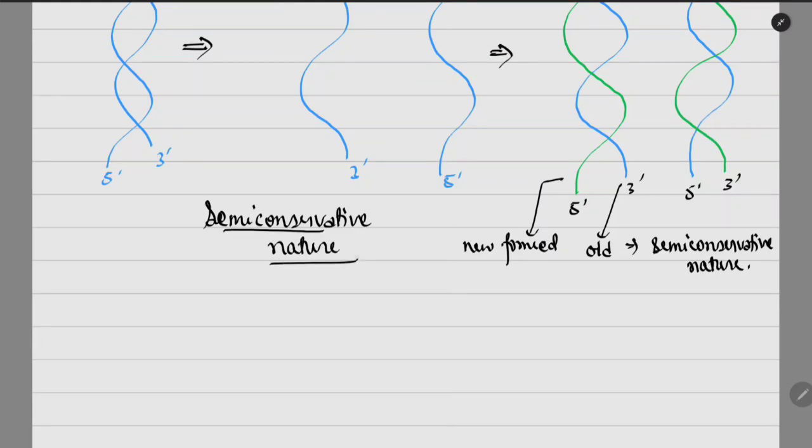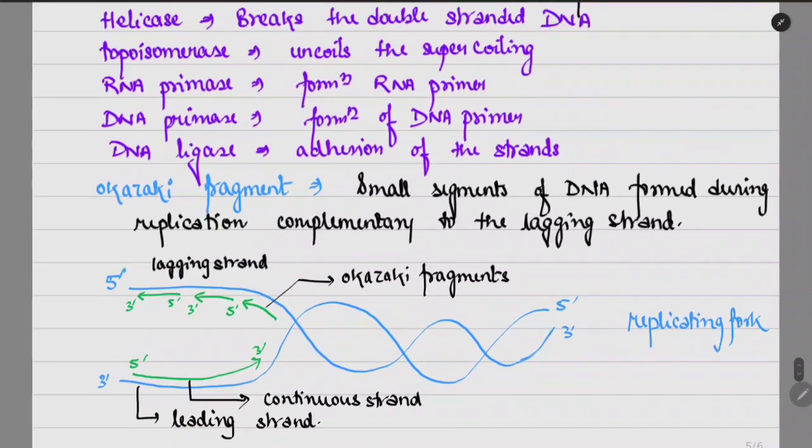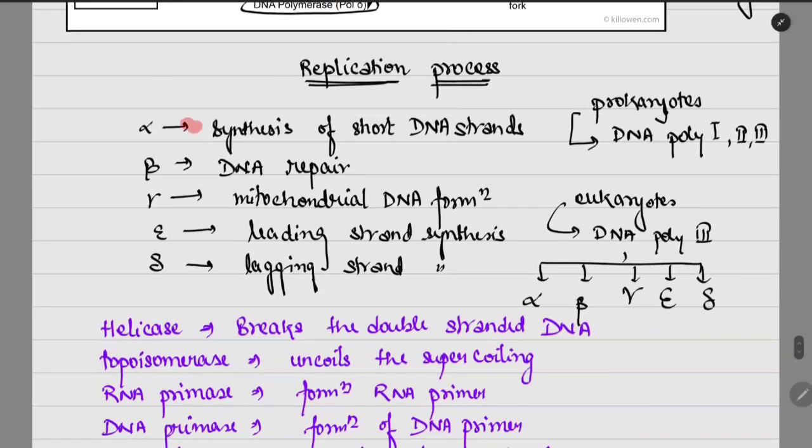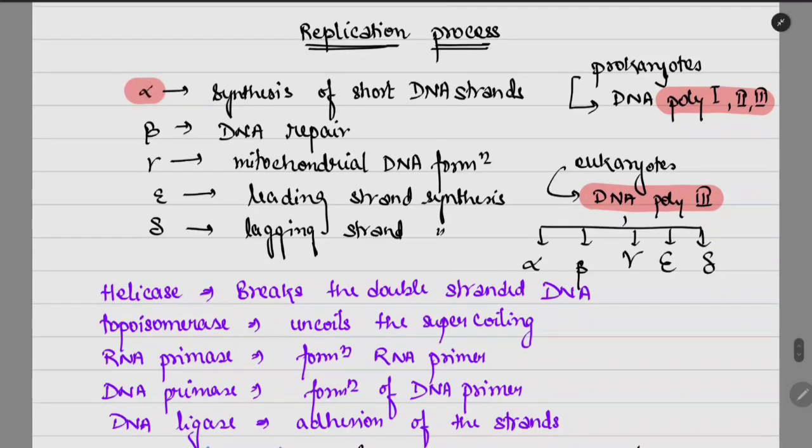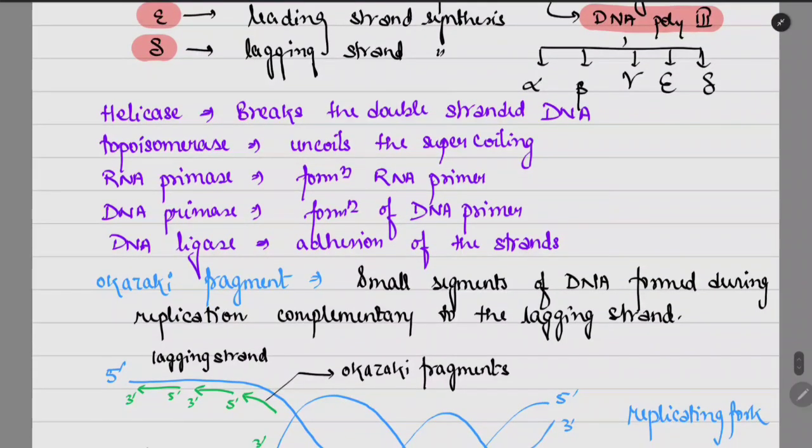Okay. Now I should point out the important points here: in the replication process, there are, in prokaryotes, 3 types of DNA polymerase. In eukaryotes, only DNA polymerase 3 is present, and it has 5 subtypes, as I explained here: alpha, beta, gamma, epsilon, and delta. The different enzymes acting here are the helicase, topoisomerase, RNA primase, DNA primase, and DNA ligase.